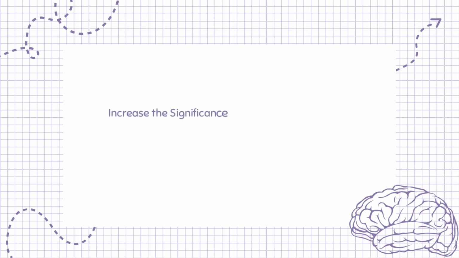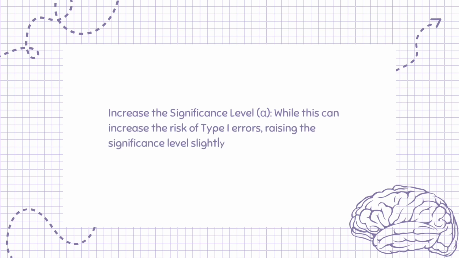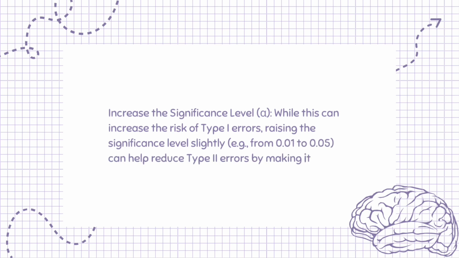Increase the significance level, alpha. While this can increase the risk of Type 1 errors, raising the significance level slightly, e.g., from 0.01 to 0.05, can help reduce Type 2 errors by making it easier to reject the null hypothesis.